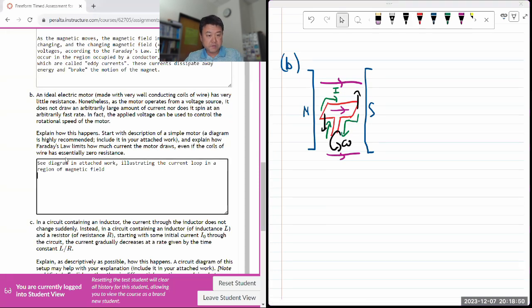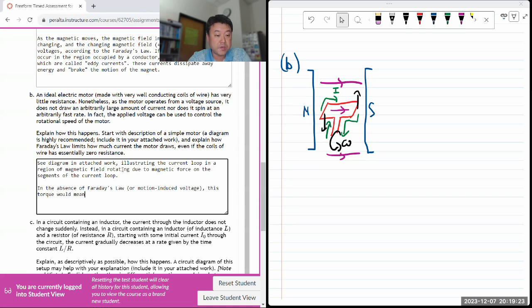So in the magnetic field, the loop rotates due to the magnetic force on the segment of the current loop. In the absence of Faraday's law, or motion-induced voltage, this torque would mean that the loop is constantly angularly accelerated, and it wouldn't have a theoretical maximum angular velocity.